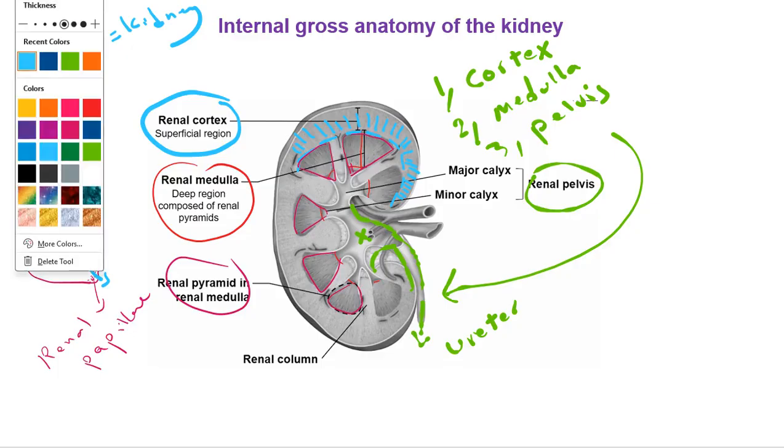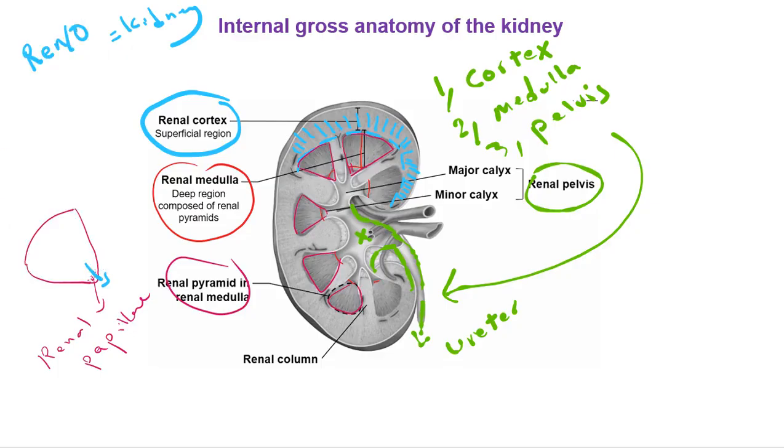We also have something else in the renal medulla. Look here. The cortex of the kidney invaginates into the renal medulla and is found between our renal pyramids, making this structure called the renal column. So here we have our renal column.